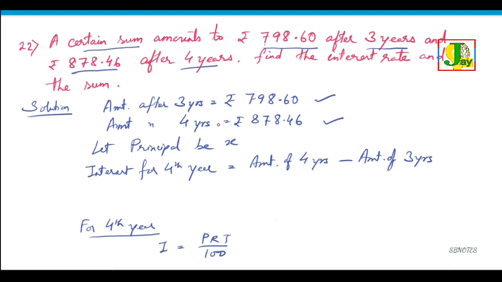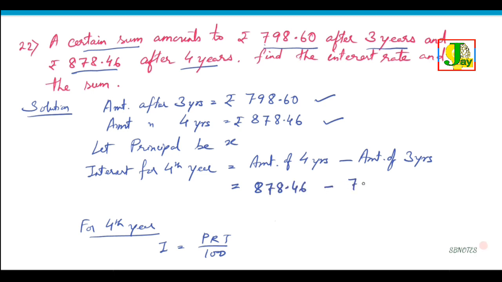if we subtract them, that is amount minus amount, because the amount for this year becomes the principal for the next year. Okay, the amount for the third year becomes the principal for the fourth year. So generally if we subtract, what we get is the interest for that particular year. So if we take the principal as x, the interest for the fourth year is the amount of the fourth year minus the amount of the third year.